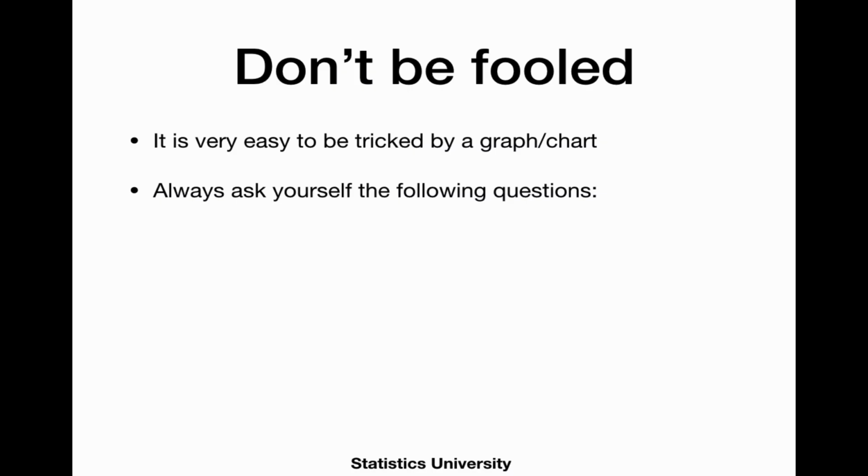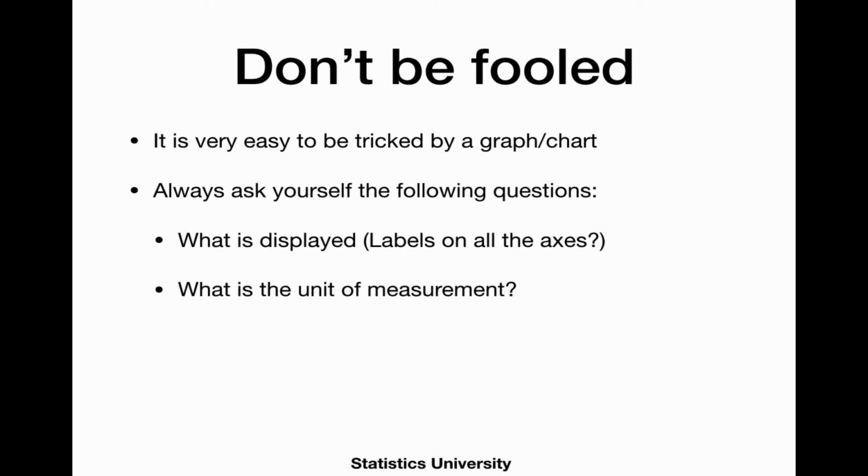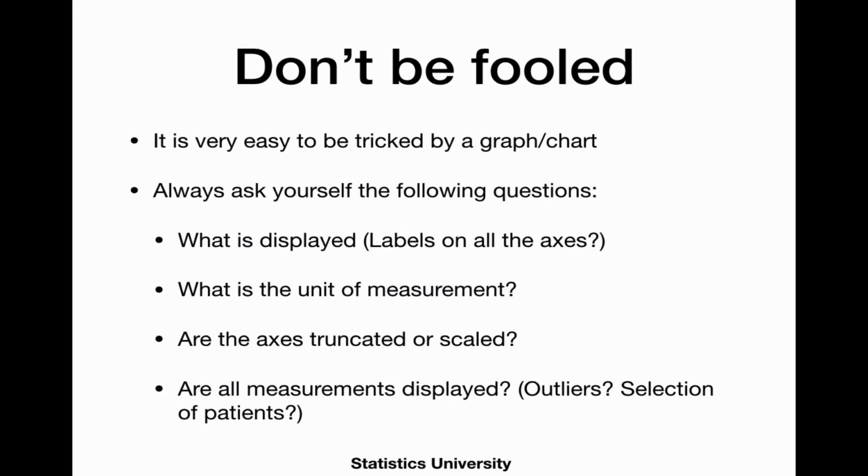Now, to finish this lesson, we'll talk about data graphs. But first I want to caution you a little bit, because it's very easy to trick someone with a graph or a chart. So don't be fooled, and always ask yourself the following questions. What is displayed? So what are the labels on all the axes that I see? What is the unit of measurement? Are the axes truncated or scaled? And are all measurements displayed, or are there outliers that are just not shown, or is this whole graph just a selection of patients?